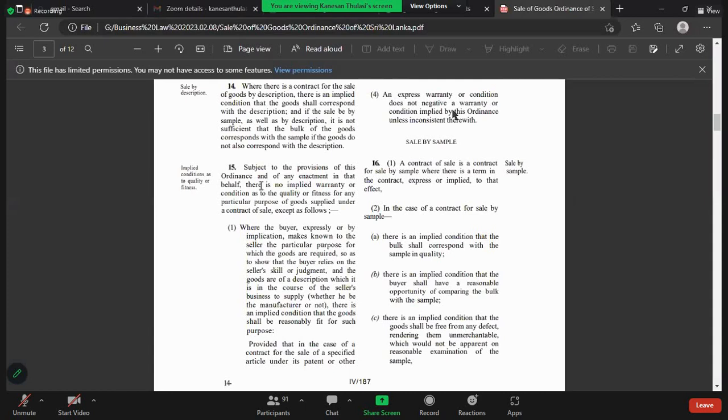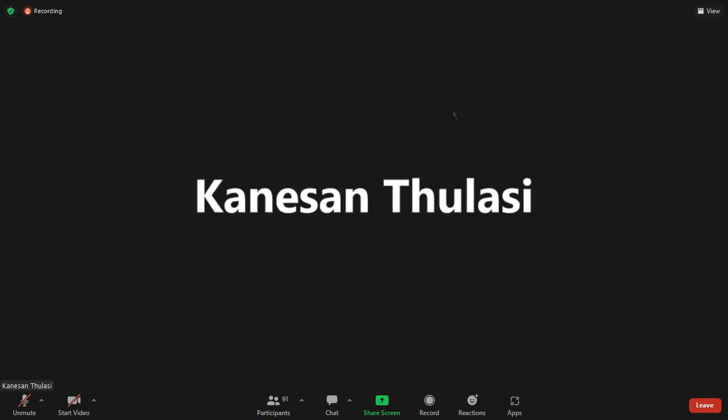You're asking for a fully automatic washing machine and you express your intention: this is what I need for industrial purpose. But the washing machine given by the seller is a semi-automatic washing machine. Then the particular fitness, the purpose you asked for, is totally breached by the seller. Then it's a breach of condition regarding fitness or quality of the goods.